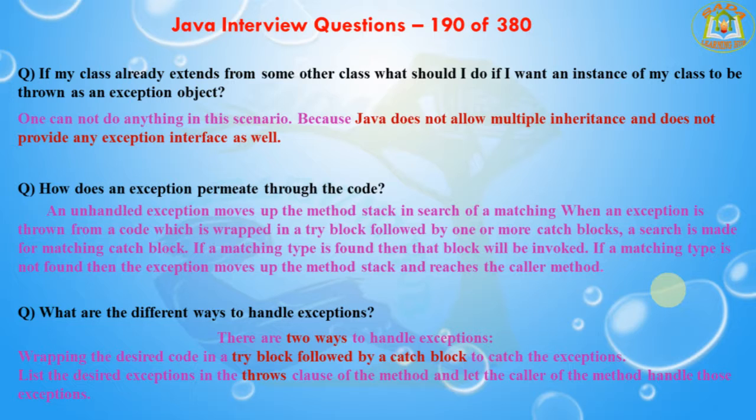The next question is, what are the different ways to handle the exception? There are two ways to handle the exception. The first one is by wrapping the desired code in a try block followed by a catch block to catch the exception. The second one is to list the desired exceptions in the throws clause of the method and let the caller of the method handle those exceptions. So there are two ways to handle the exception: by using try catch blocks, and by using the throws keyword.